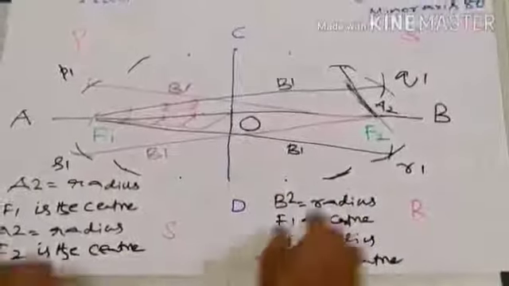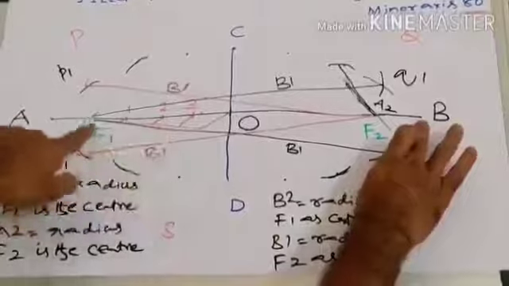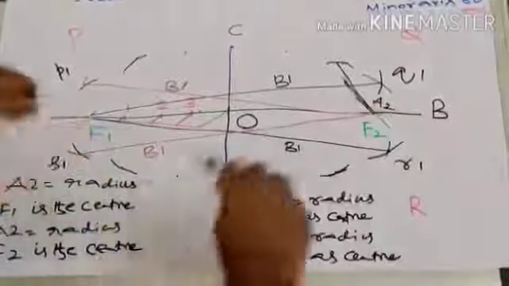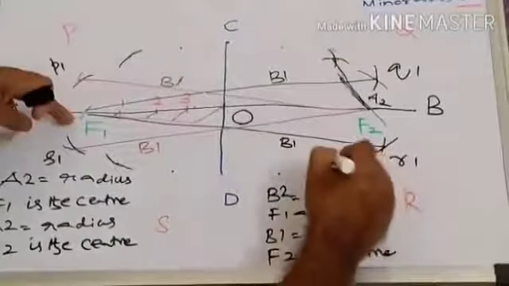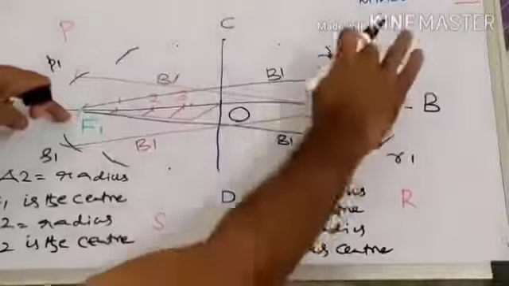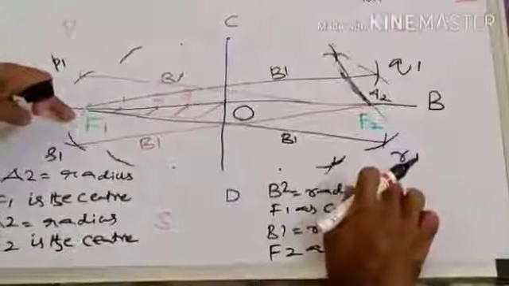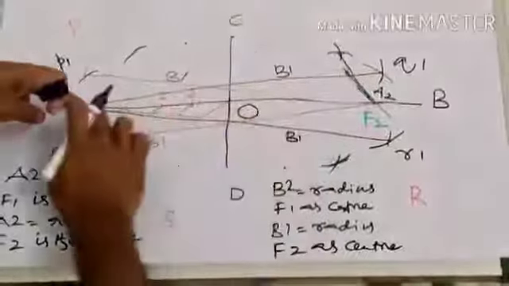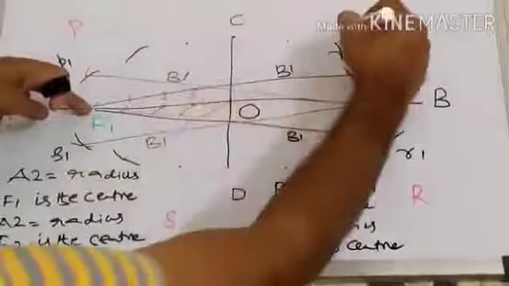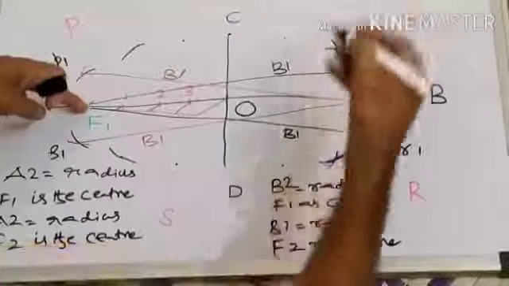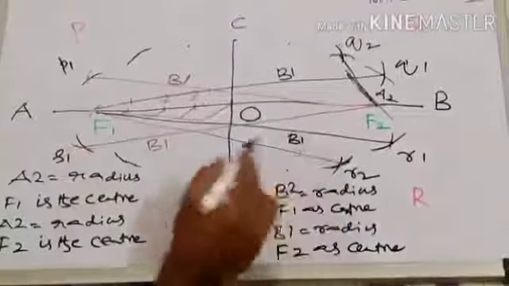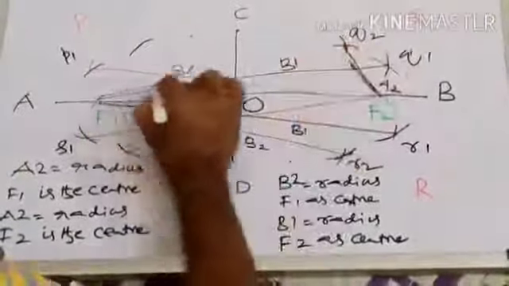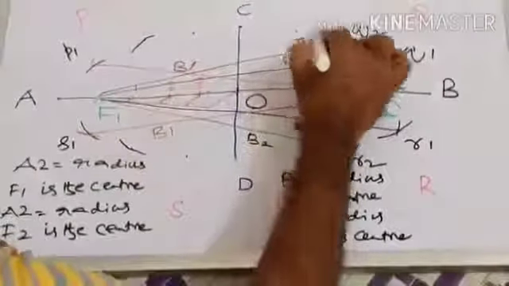F1 as a center, B2 is going to be the radius. With F1 as a center, you have to cut the arc in Q portion, arc in S portion, Q portion and R portion. So therefore, this is B2, this is B2. So you are getting Q2, R2. This length I am showing as B2. So this length I am showing as B2.